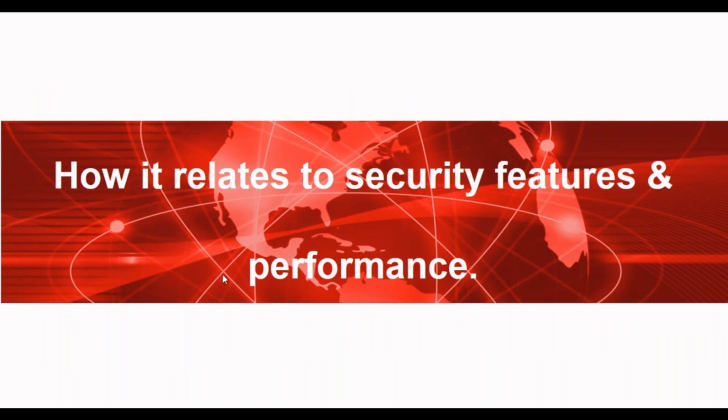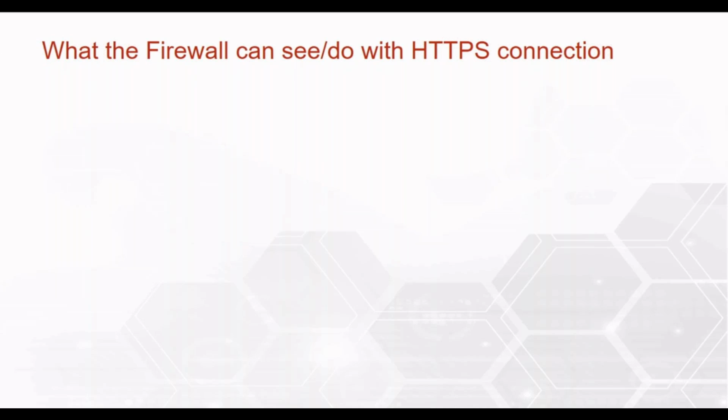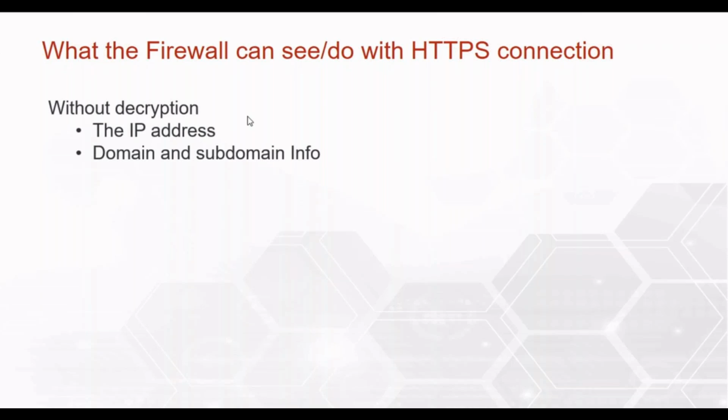Okay, so how does it relate to security features and performance? If I'm going to do the content inspection and the HTTPS decryption, how is that going to affect things? Now, I put here some kind of comparison just to let you understand the difference. Now, if I go to the HTTPS connection proxy, what can we see and not see if we don't do content inspection?